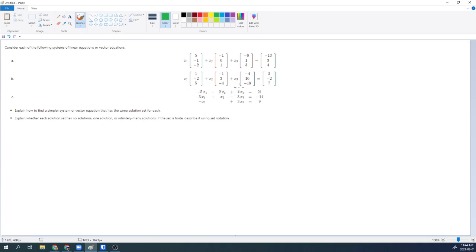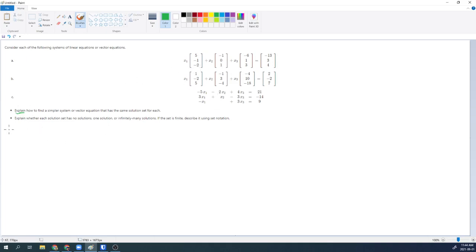The first thing I've been asked to do is explain how to find a simpler system or vector equation that has the same solution set for each. And the emphasis is on explain, so I need to write some words that explain what is going on. For each of these, whether it's a vector equation or a system of equations, the reduced row echelon form of an augmented matrix comes into play. So in my explanation, I better write some words.